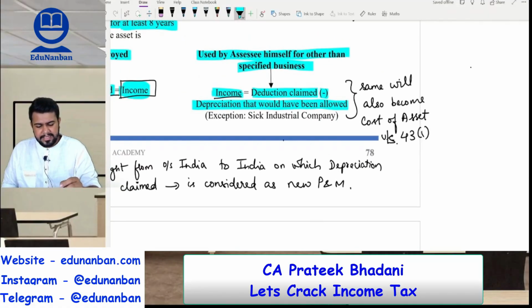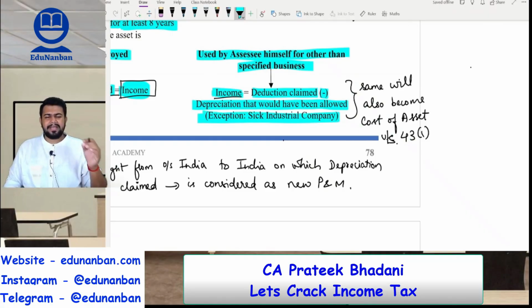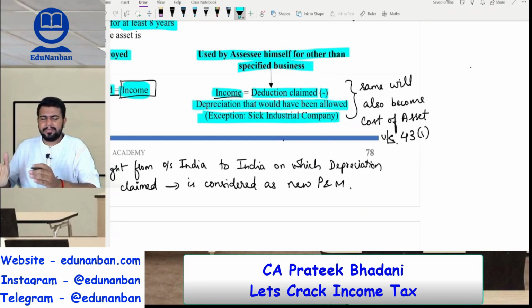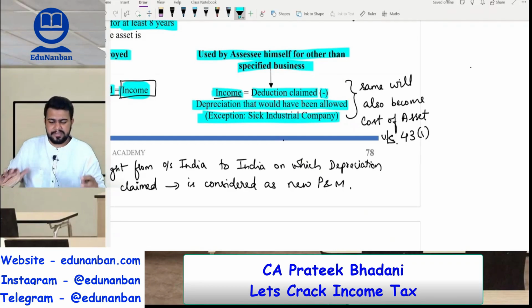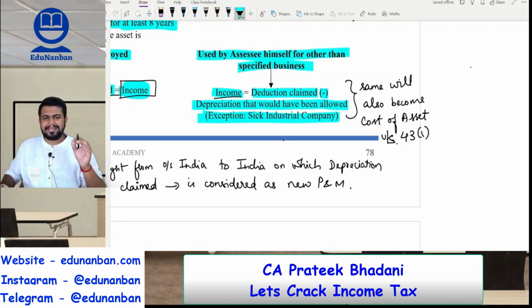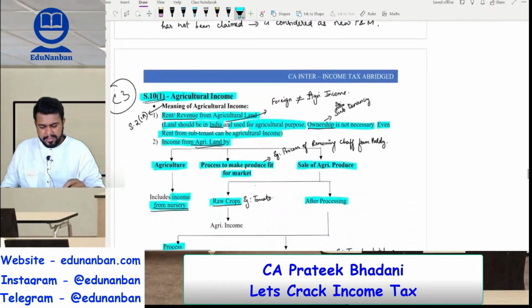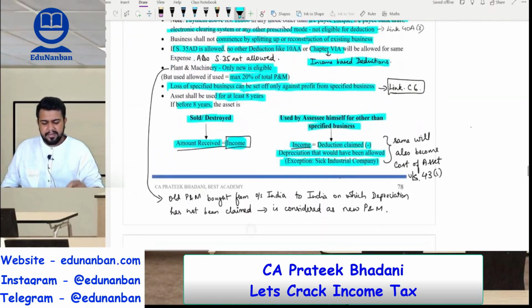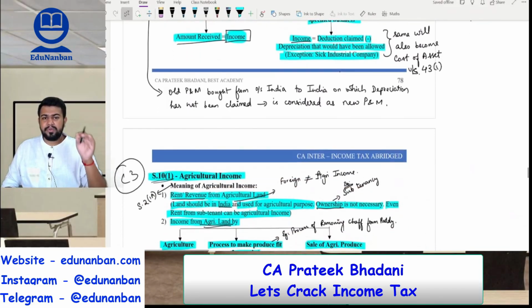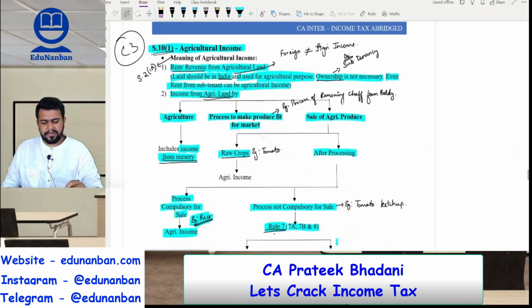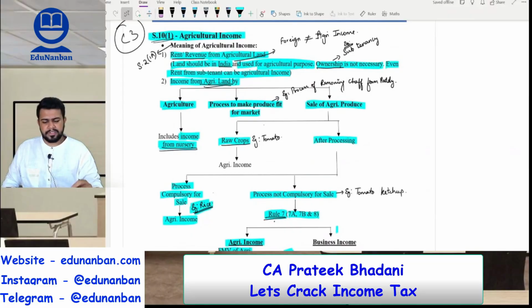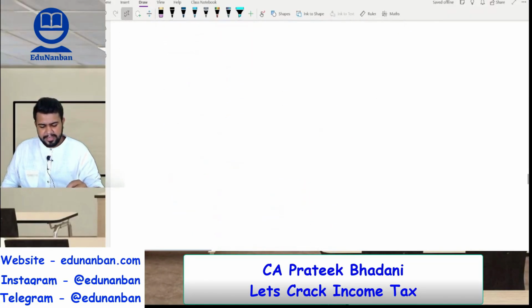Similarly, this income is not applicable for sick industrial company. So if a company is a sick industrial company, then even though it transfers its asset from a specified business to a non-specified business, no need to tax any income. Okay, so I hope you are clear with section 35AD. Very, very important, sir. Do solve the questions under section 35AD to be thorough with the provision. Now let us see.